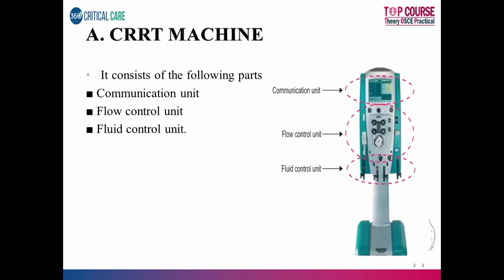Coming to the CRRT machine, it consists of 3 important components or units: a communication unit, the flow control unit, and the third one is the fluid control unit. If you see here, the communication unit is the screen that is visible to us. This is the flow control unit where all your pumps are present, and the fluid control unit where all your bags are hanging.